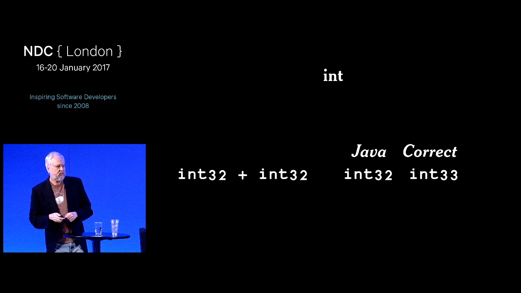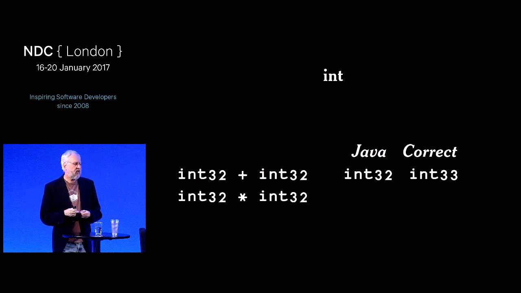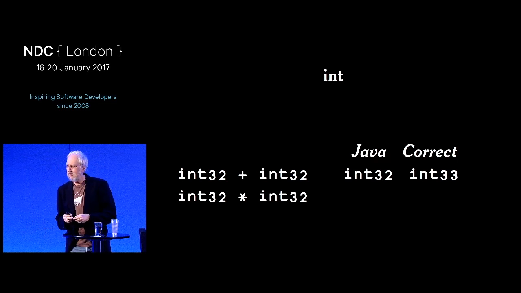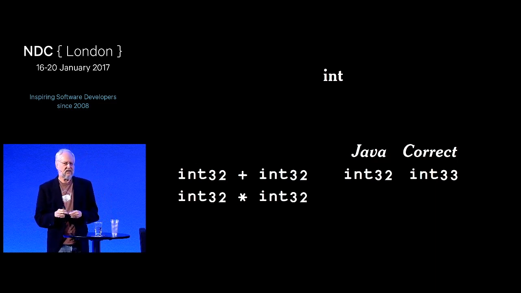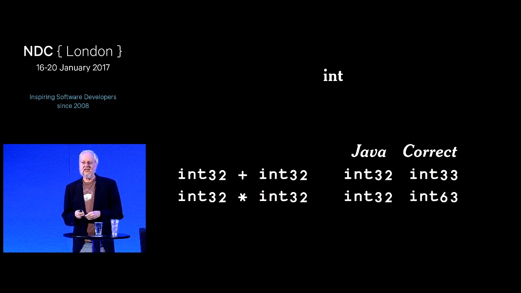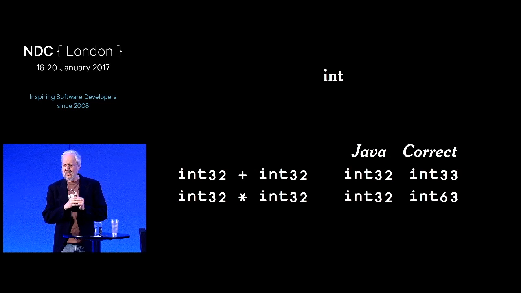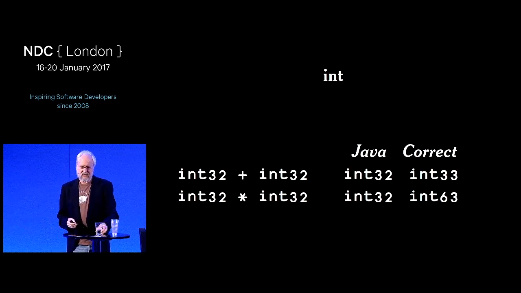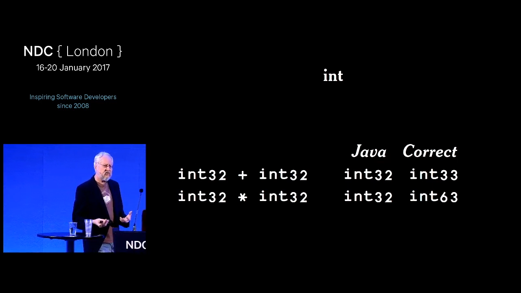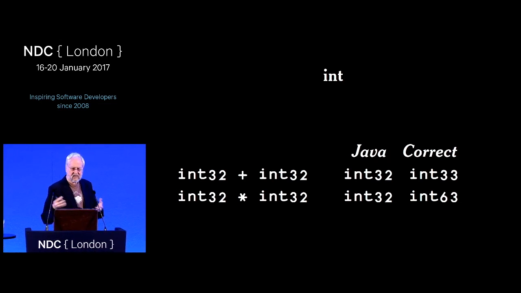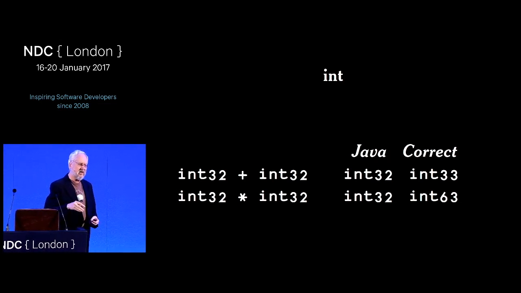So let's look at another one. What is the type of int32 times int32? Any guesses? No? Well, okay. The answer is int63. int63. But Java thinks it's int32, so it's wildly wrong. It's going to throw away a whole lot of bits, which again is a source of terrible errors. So there's this idea that our type systems are helping us, that they're preventing us from making mistakes, but in fact, we can show that the type system is causing mistakes.